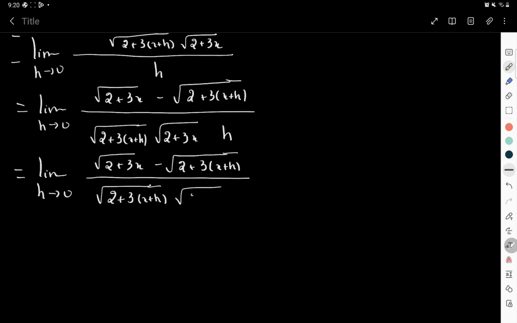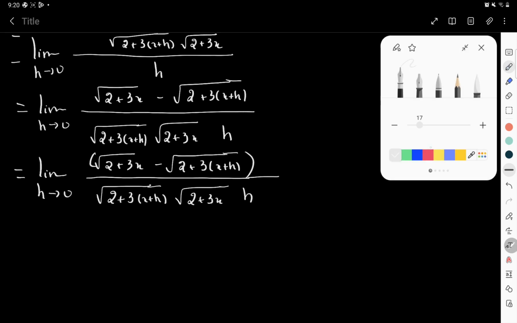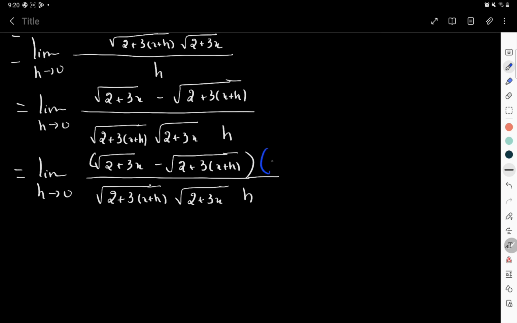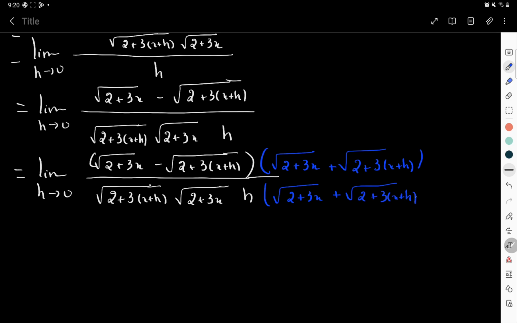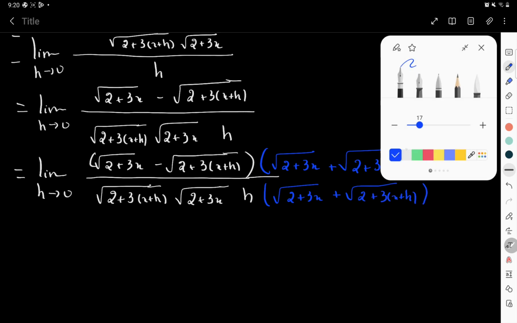So let me do this. Well, I'll keep an h here. And let me multiply by the conjugate. I'll change color a bit. Well, let's see, let's put it in blue. That's fine. This is just root 2 plus 3x plus root 2 plus 3x plus h, and the bottom as well. Boom. We got this. At least I hope.